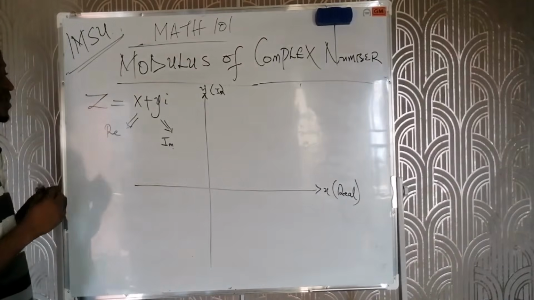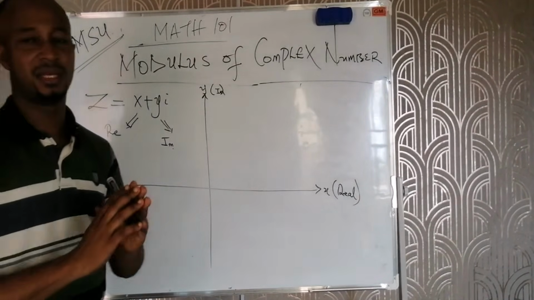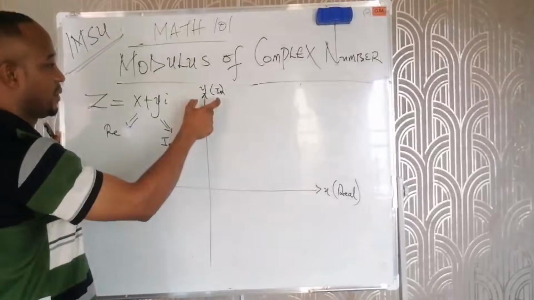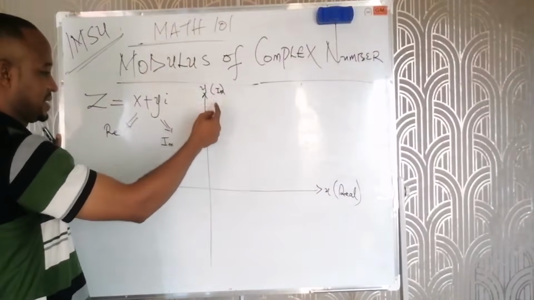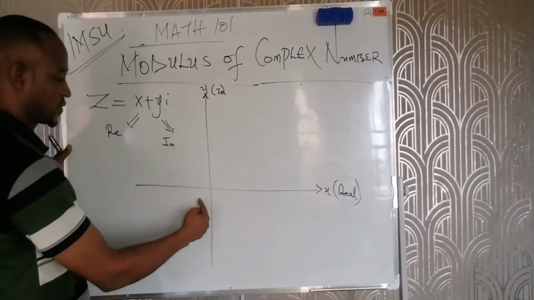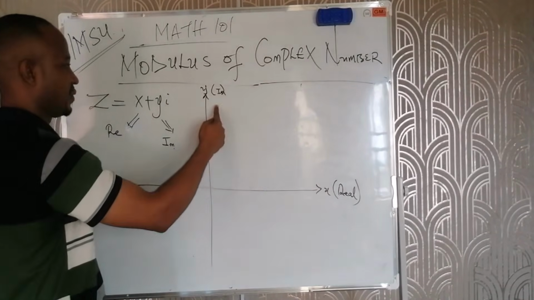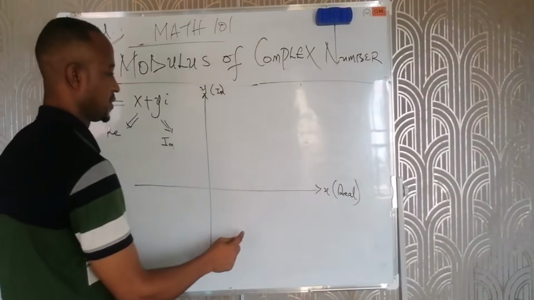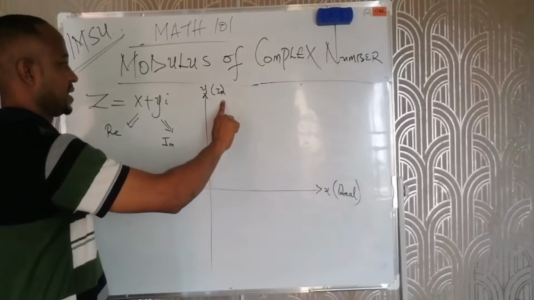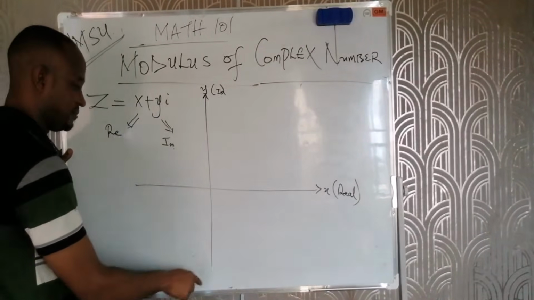It means I can represent the value of z in an Argand diagram or in a Cartesian diagram, which is what I just did here. Here we have the y-axis, here's the x-axis. This part is called negative y, this is called negative x, right? This is positive y, this is positive x. So this is the positive real axis. This is the positive imaginary axis. This is the negative real axis. This is the negative imaginary.